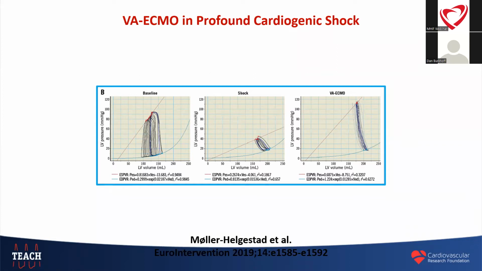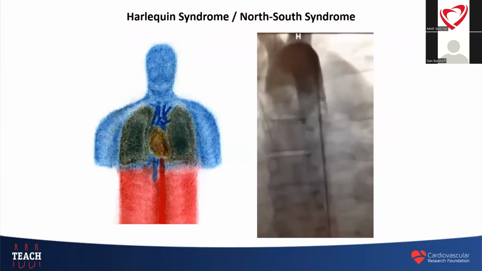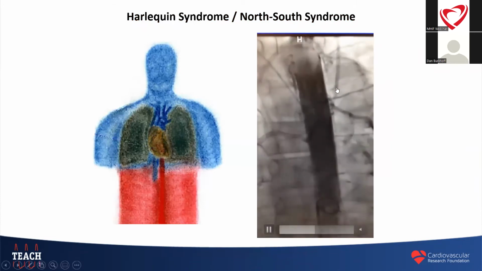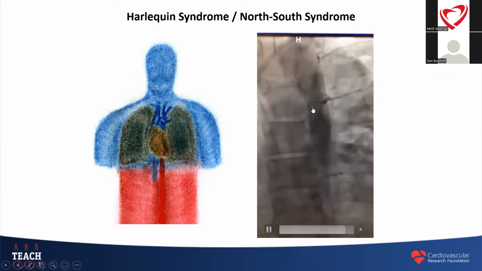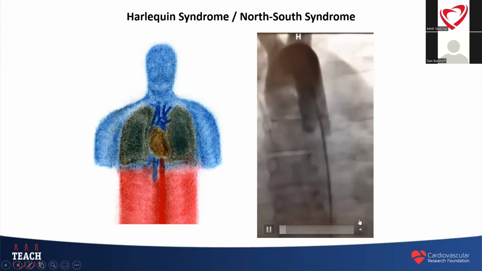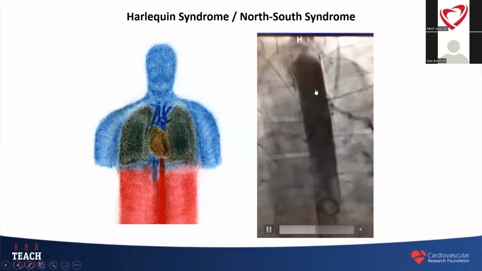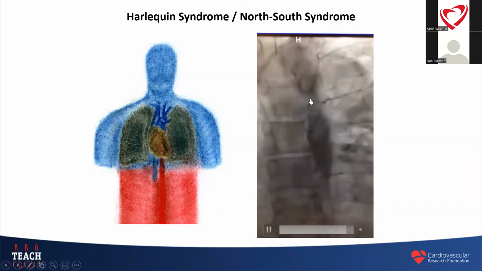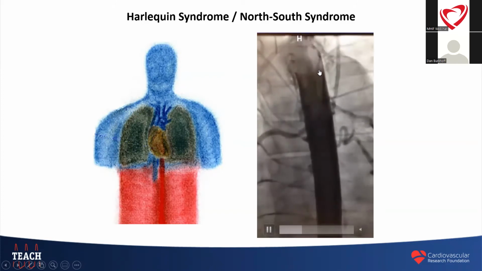So that's what that looks like on the pressure volume diagram as shown in an animal model of acute shock. Of course, the related phenomena are the Harlequin syndrome or the north-south syndrome. Here you see an aortogram of a patient on ECMO, and clearly the dye is not reaching the inferior part of the body, just going to and fro and staying in the thoracic aorta. That means that the superior part of the body is being perfused from the heart.